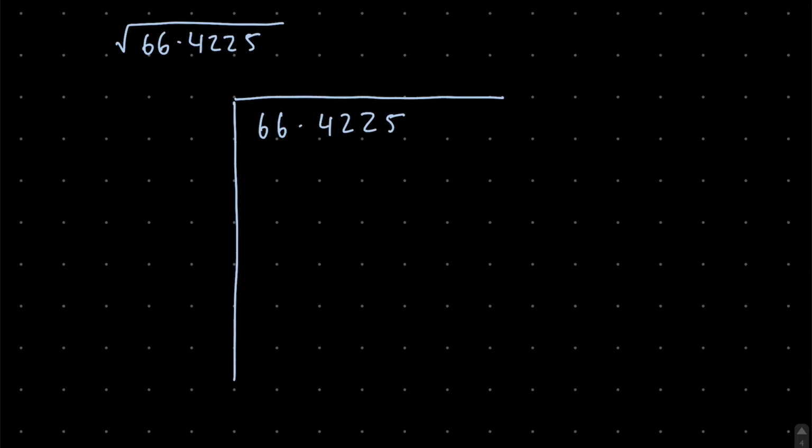Second thing we do is we group. So group from the decimal place, so 4225, and then 66. So we know that our answer is going to have 3 digits in total. And let's work it out.